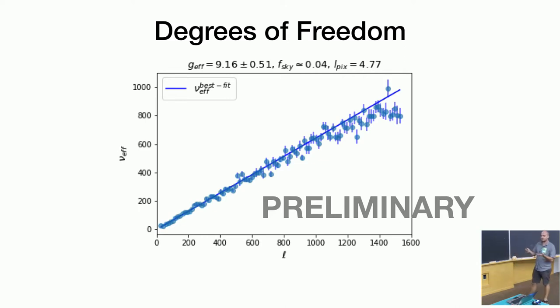This is made using the Ilpix code, in the Ilpix framework. So what we have to look at is actually all the multipoles that are consistent with the nside that we used. And we can fit exactly with a straight line whose slope, G effective, is equal to 9. This value can seem strange, but it is exactly consistent with the values in the literature.